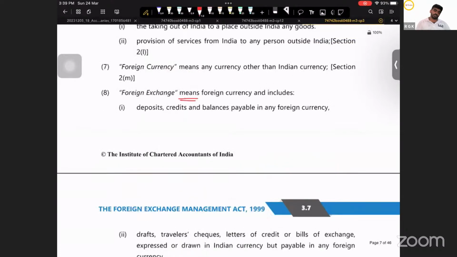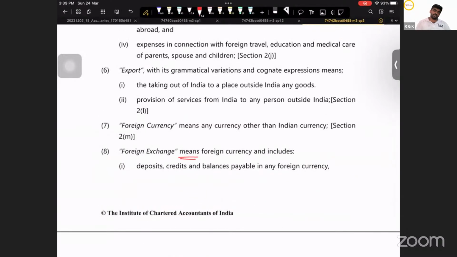Foreign currency means what? Foreign currency is defined in section 2 clause M, which says foreign currency means any currency other than Indian currency. So in India, any currency that is other than Indian currency, we will consider as foreign currency. Not only just foreign currency, there are certain other things to be included in this particular definition.